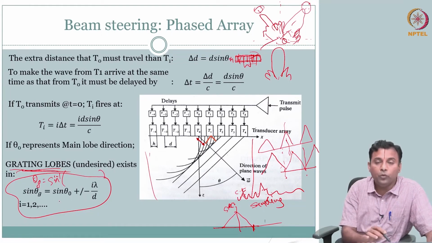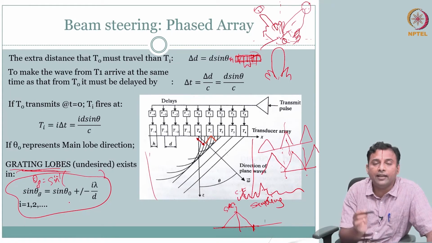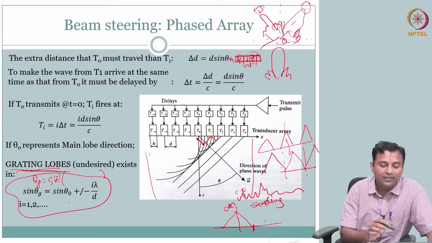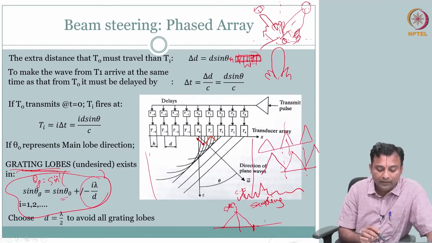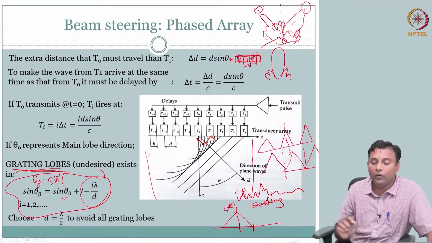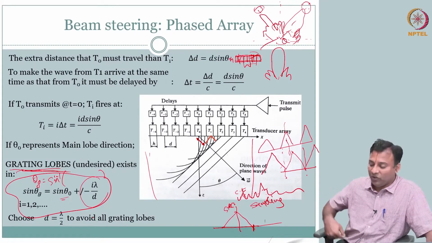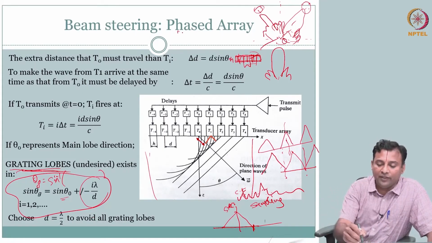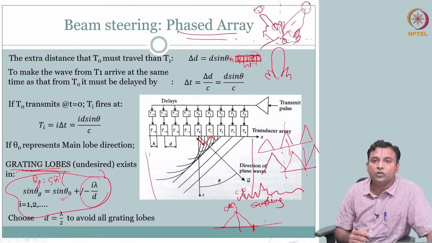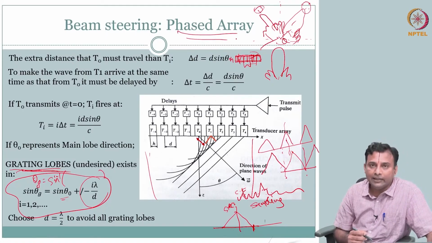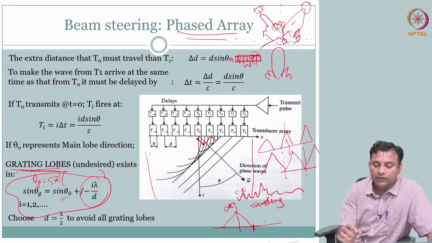So, if this quantity is greater than 1, you do not have grating lobe. How do you make that? Look at this term. sin theta 0 is sin theta 0, but look at this one. If I choose my d to be lambda by 2, then I can avoid all grating lobes. Now you understand why this array is called phased array. It turns out phased arrays are arrays such that d is lambda by 2.